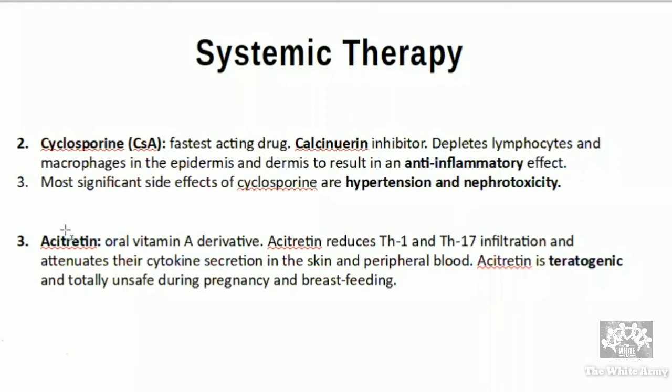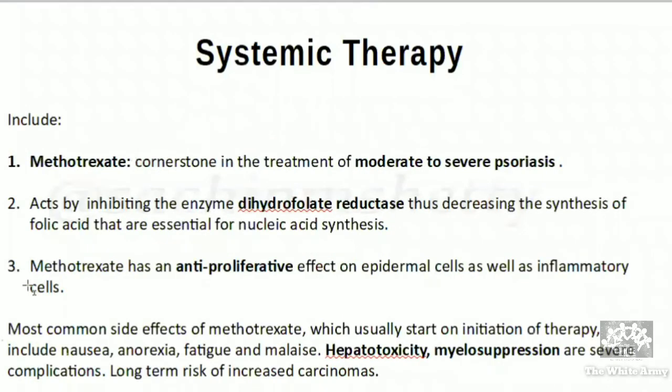One more important drug is acitretin. It is an oral vitamin A derivative. Acitretin, like these vitamin A derivatives or retinoids, as we say, without causing any anti-inflammatory activity, regularizes the proliferation of the epidermis. So the differentiation and maturation of the keratinocytes are regularized. One of the most important side effects of any retinoid is its teratogenic capacity. So it's totally unsafe in pregnancy and breastfeeding. So acitretin is one of the other drugs.